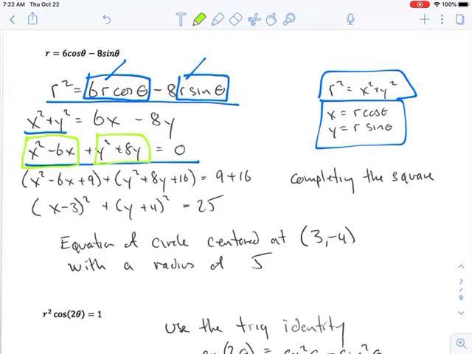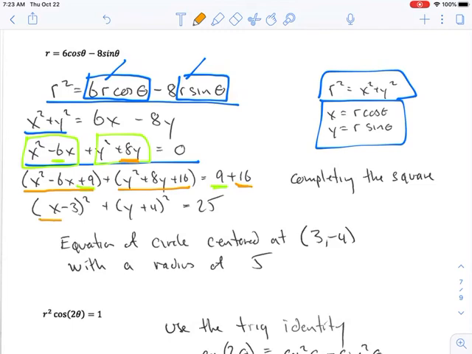So remember, to complete the square, we take the b term, which is the coefficient of x. We divide it by 2 to get 3, and then we square it to get 9. And we add that 9 to the x squared minus 6x. But to balance the equation, we also have to add it over to the right-hand side. We go to the next term, which is 8y. We take half of 8, which is 4, square it, we get 16. We add that to the y squared plus 8y, and then we add the 16 to the other side to balance the equation.